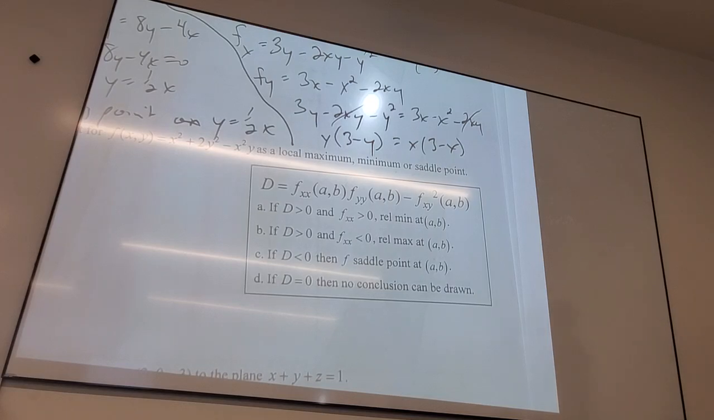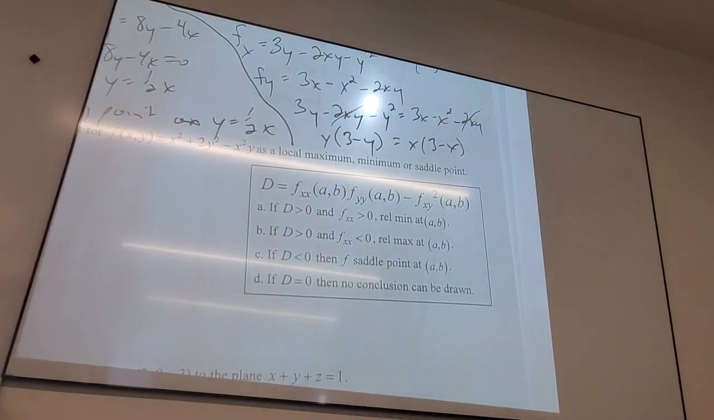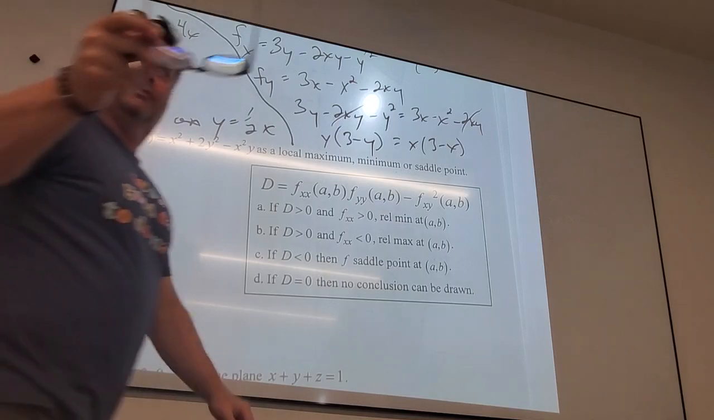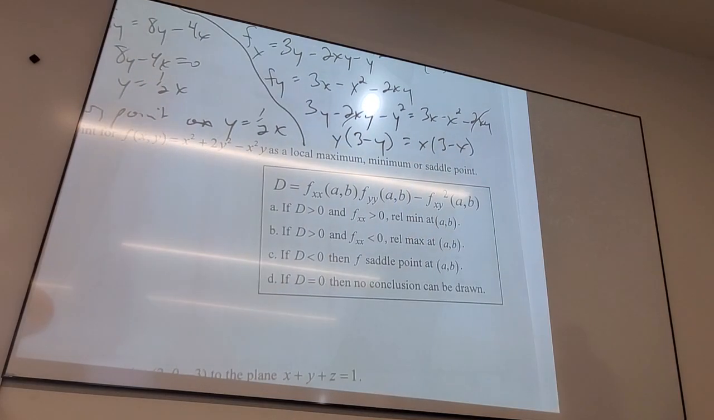Does anyone see another critical point? What about 3? 3 minus 3 is 0. That's true. X equals y equals 3. So how'd you see that? Zach? X equals y equals 3. Do it again? I'm sorry, I thought you said something else.